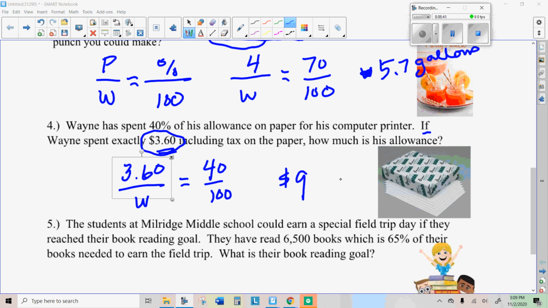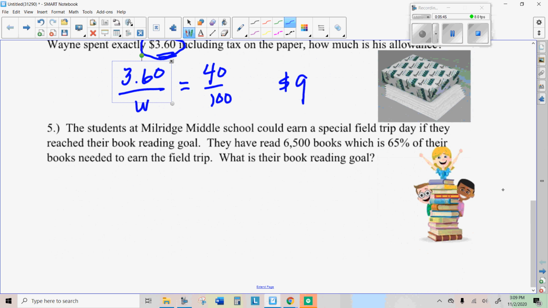You should have got that his whole allowance was $9. All right. So the students at Mildridge Middle School could earn a special field trip day if they reach their book reading goal. They have read 6,500 books, which is 65% of the books needed. In other words, their goal. What is the book reading goal?